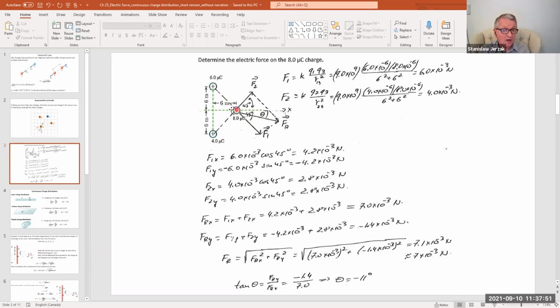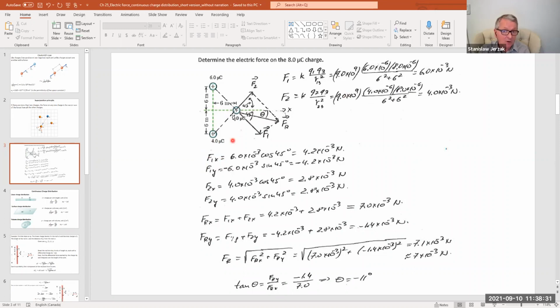So what we have to do to find the total force acting on the 8 microcoulomb charge, we have to find the force on 8 microcoulombs due to 6 microcoulombs using Coulomb's law. So K, 6 microcoulombs times 8 microcoulombs divided by the square of the distance. And the square of the distance, this hypotenuse of the triangle would be, of course, by the Pythagorean theorem, 6 squared plus 6 squared. That will give me the magnitude of F1. In the same way, I find the magnitude of F2, which is this force due to 4 microcoulombs. So here we have 4 microcoulombs, 8 microcoulombs, and the square of the distance times the constant.